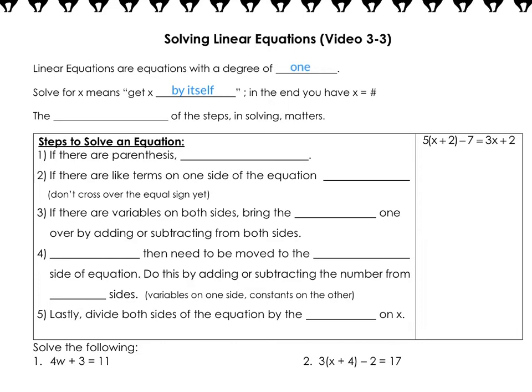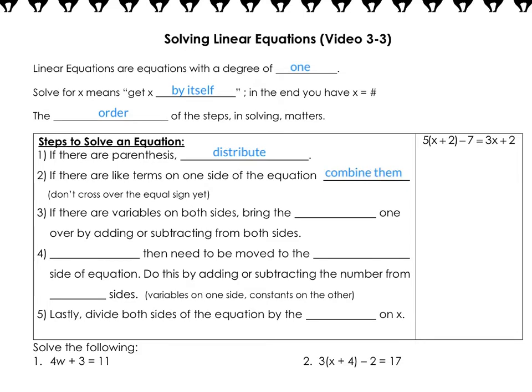The order of steps in the solving does matter. So we have to look to see what the steps are. You can't just do it in any order you want. So there are steps to solve an equation. If there are parentheses, we need to distribute first to get rid of them. Then, if there are like terms on one side of the equation, we need to combine them.